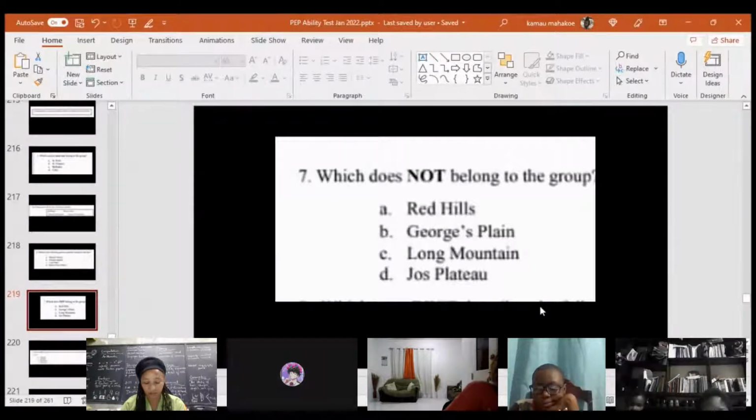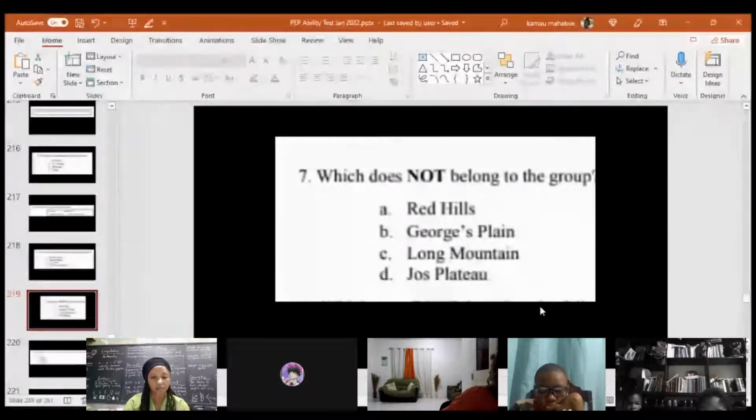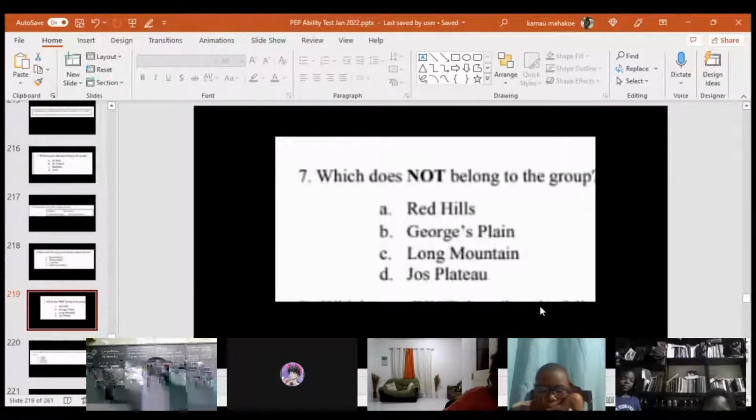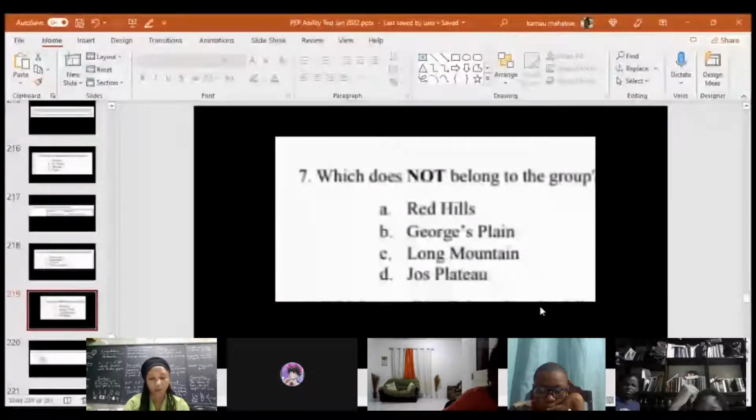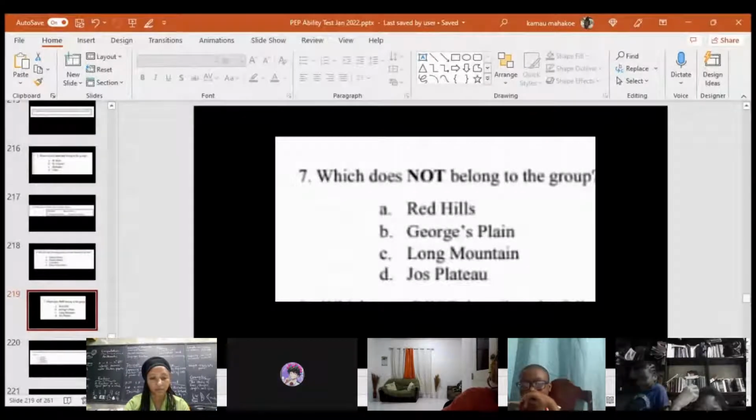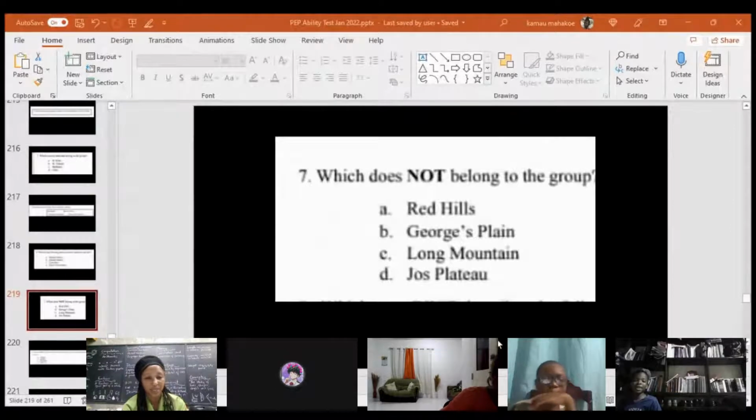Which does not belong to the group? Number 7. A. Red Hills, B. George's Plain, C. Long Mountain, D. Jasper Plateau. Miss, I would say A, Red Hills. Why do you say Red Hills? Oh wait, sorry, miss, the rest are highlands. So, miss, it would be George's Plain. All right, miss, that's correct. Yes, miss, I agree. Okay, so Legende says B, George's Plain.